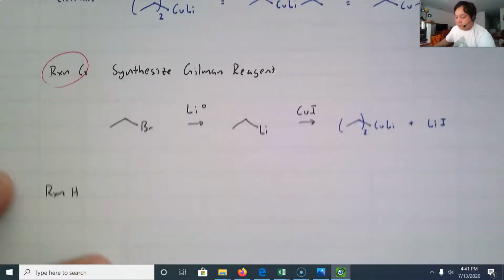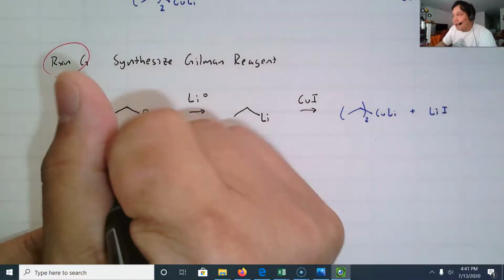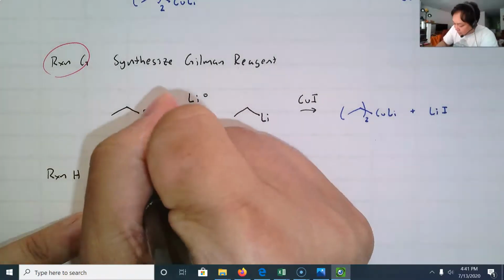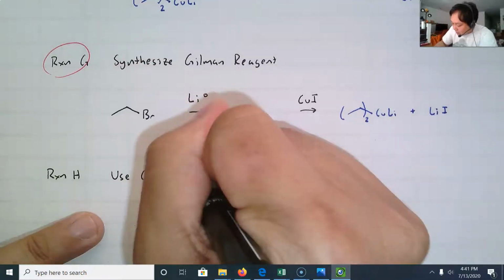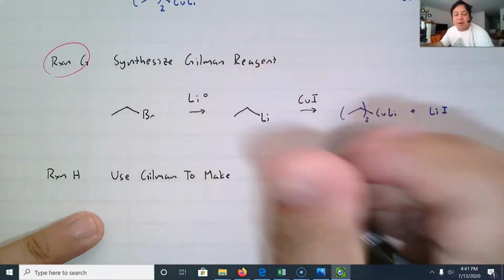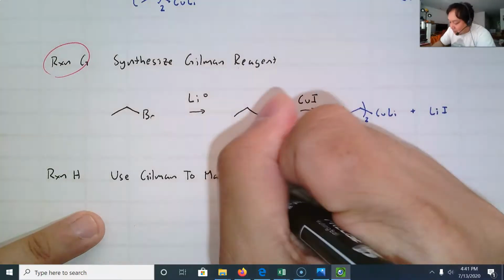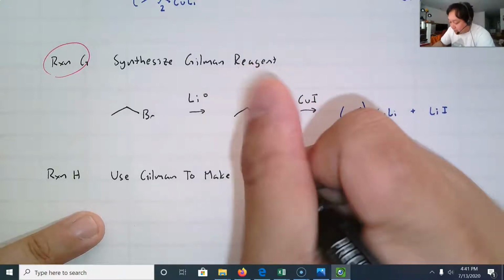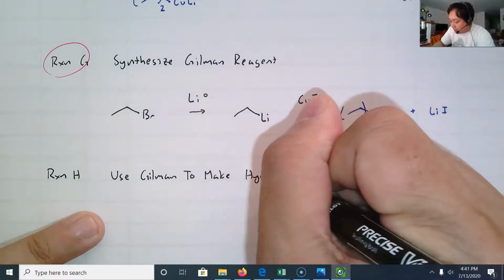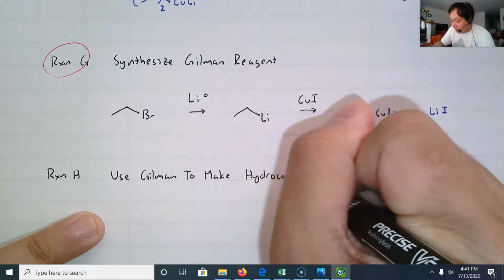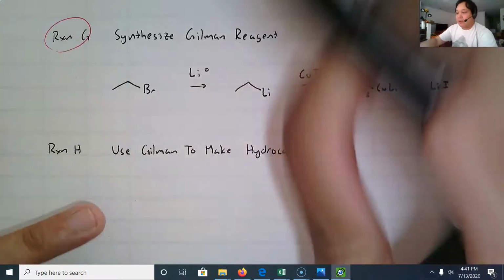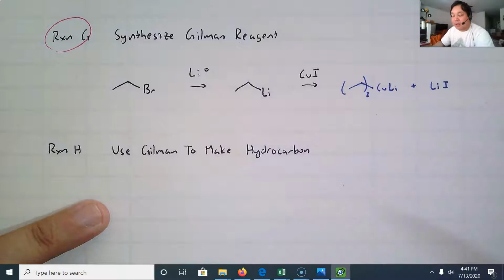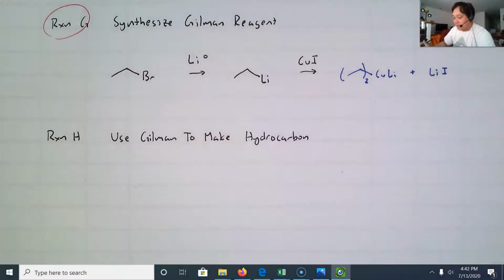This is reaction H. Use GILMAN to make a hydrocarbon. We're not going to make an alcohol like we did with the Grignard and the organolithium. We're just going to make a straight hydrocarbon, a plain hydrocarbon. Now, it doesn't have to be all single bonds. It doesn't have to be an alkane. It could be an alkene. It could be an alkyne. Let me show you an example of that.